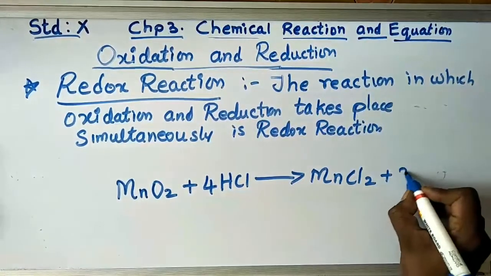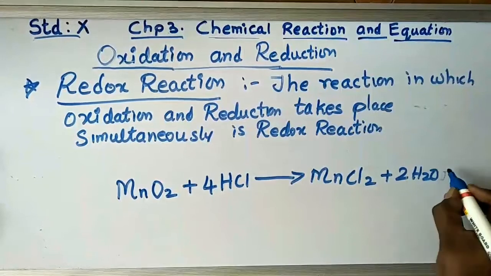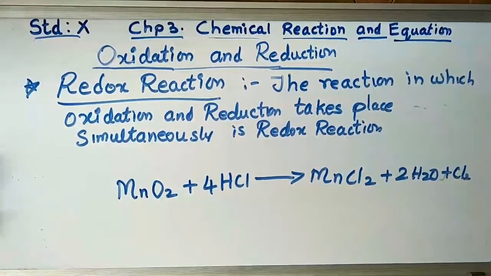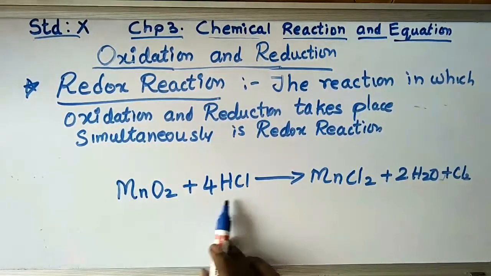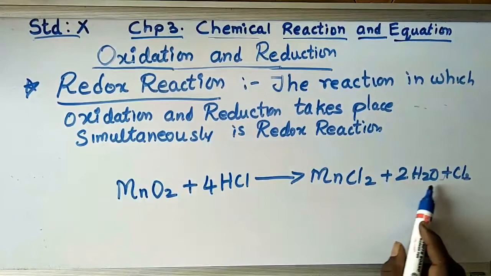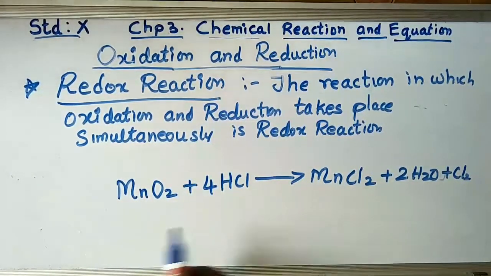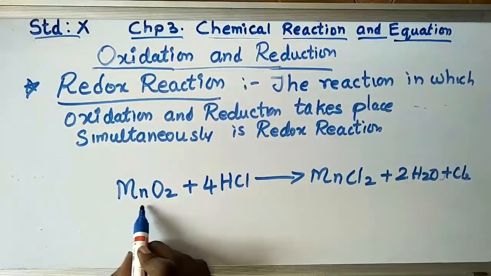MnCl2 plus 2H2O plus Cl2. MnO2 plus 4HCl gives MnCl2 plus 2H2O plus Cl2. Now let us see where oxidation takes place and where reduction takes place. Let's come to the first part.